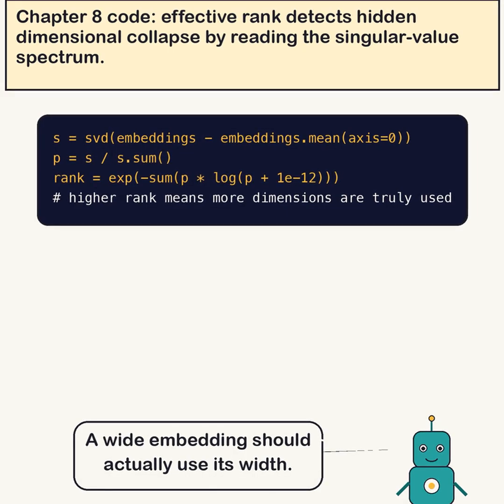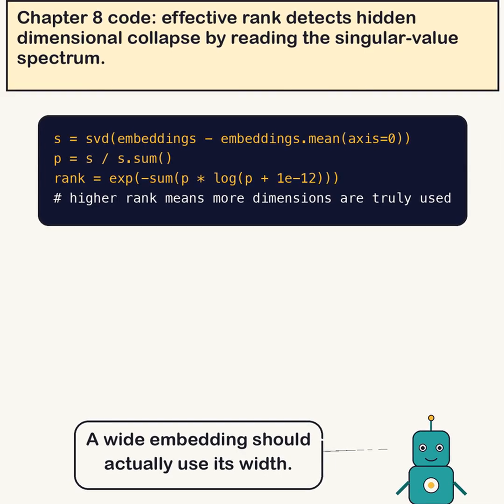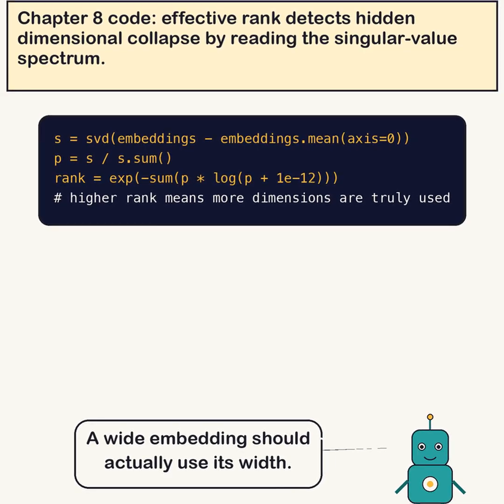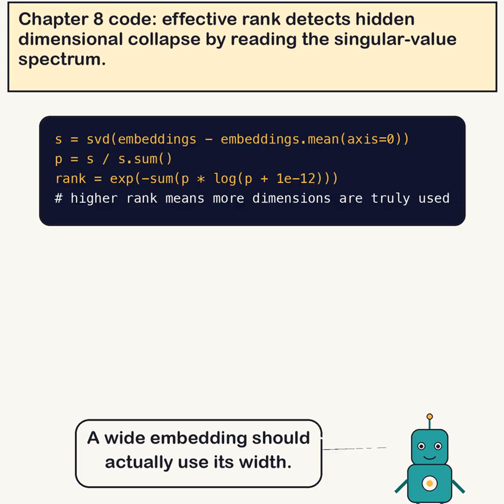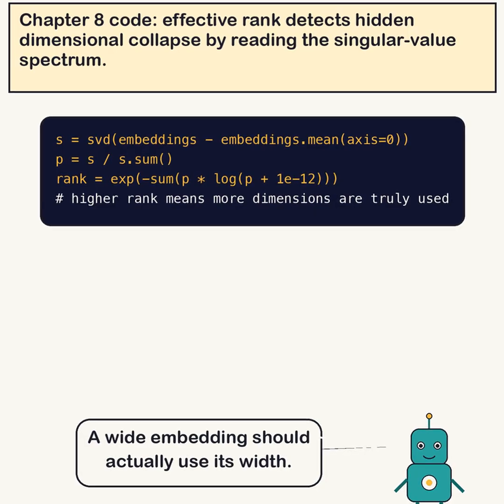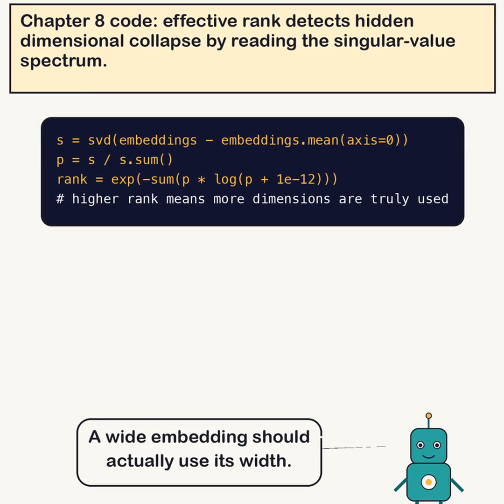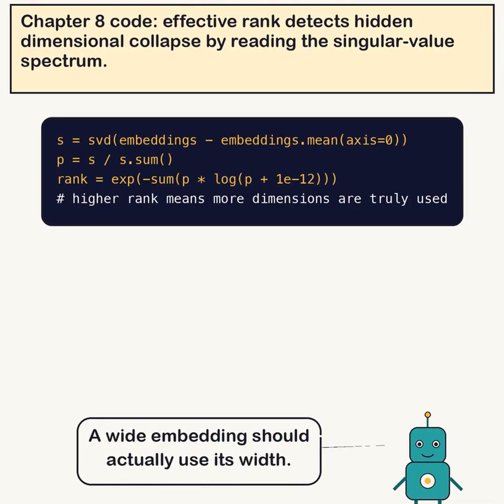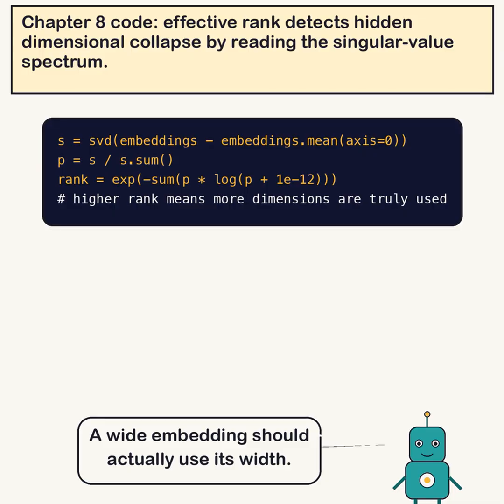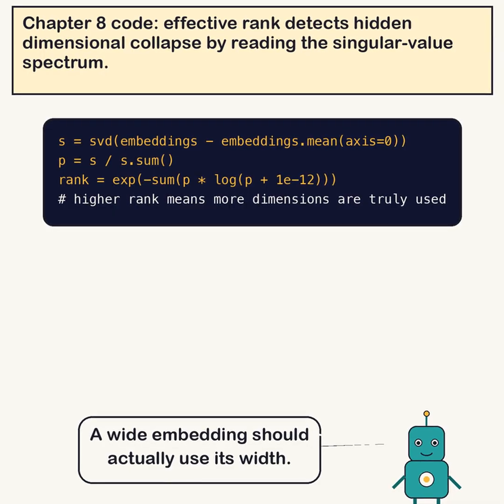Effective rank catches hidden dimensional collapse. Singular values describe how strongly the embedding batch uses each direction. Normalize them into a distribution. Compute spectral entropy, and exponentiate. A higher effective rank means more dimensions are really being used. Effective rank is the spectrum's confession.